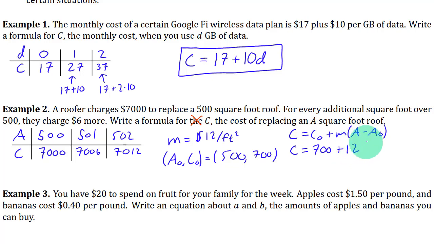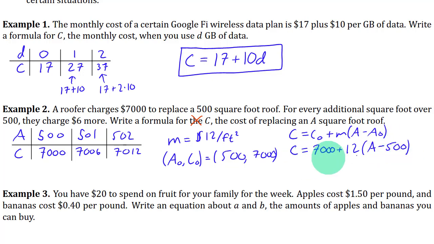The slope is 6 times, oh, sorry, that's 7,000. Whoops. I don't know why I said 700 there. Just checking if you're paying attention. Okay. Plus 6 times A minus A0, which gives you A minus 500.